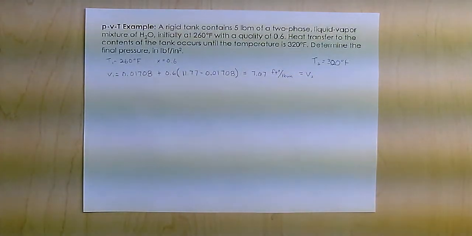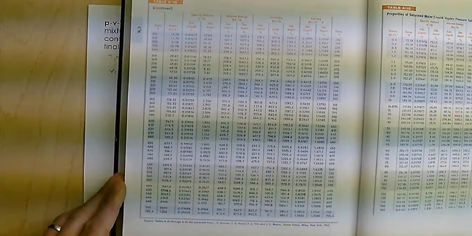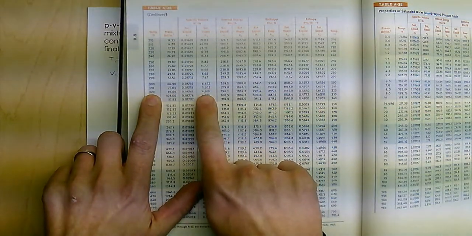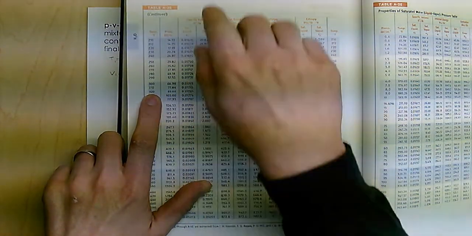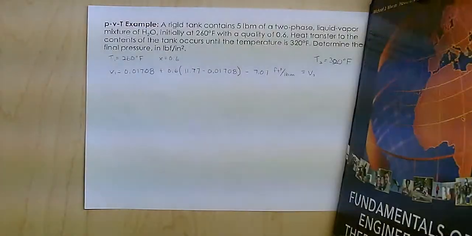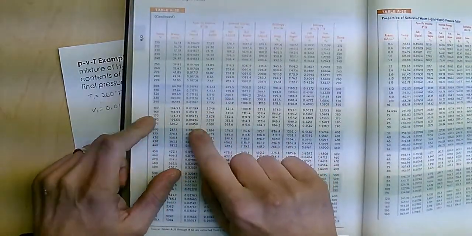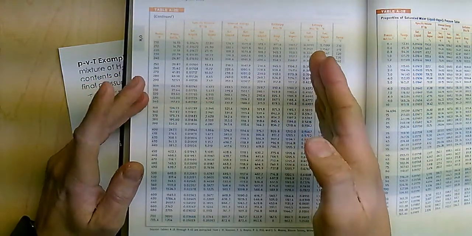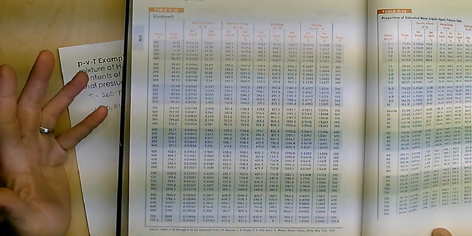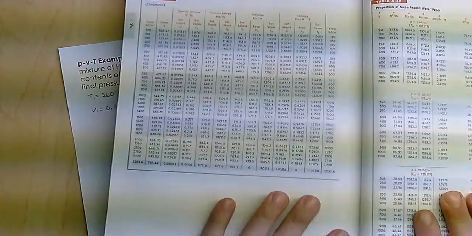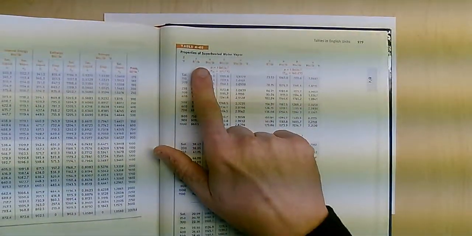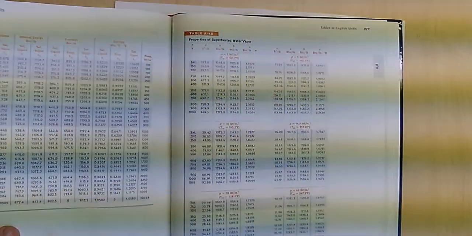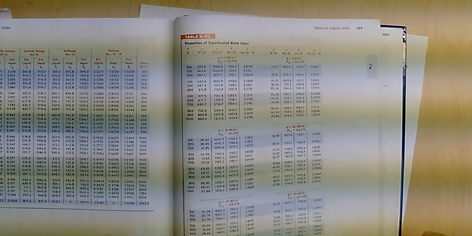So I'll start back in that same table, and I go to 320, and I notice that the volume for saturated vapor is 4.919. Now my volume is at 7.07, which means I am beyond the saturation point. I'm beyond that vapor dome, which means I'm in a superheated vapor, which means I have to go over to the superheated vapor table, A4. Now I'm going to go to a temperature of 320 and a volume of 7.07.